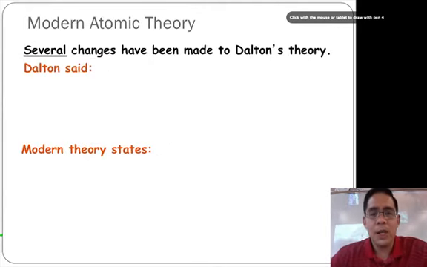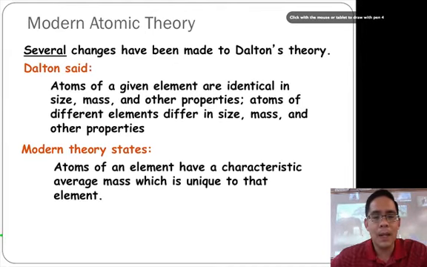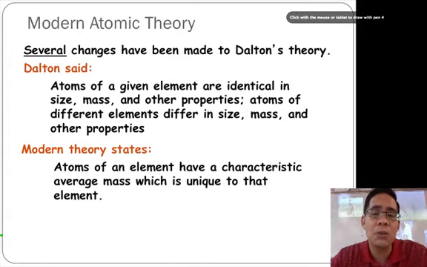So, several changes have been made to Dalton's theory. So here are the points that I wanted to make. Atoms of a given element are identical. That's not true anymore. Atoms of an element have a characteristic average mass, which is unique to that element. So carbon would be 12.011 because there's a carbon 12, a carbon 13, and a carbon 14. And we'll show you in a little bit how when you calculate it, the average turns out to be 12.011 because most of them are carbon 12.